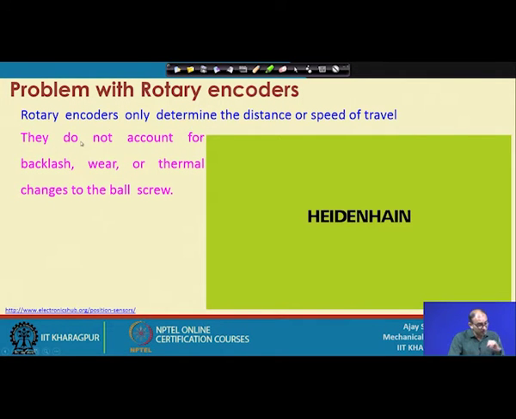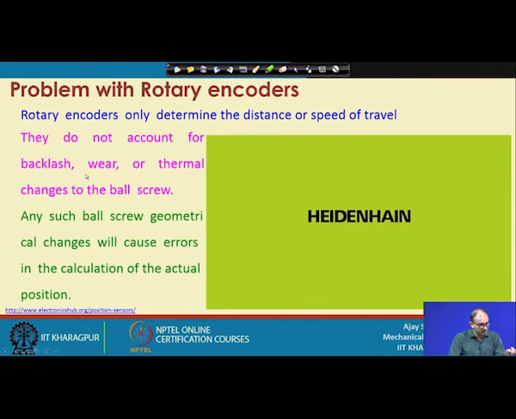But what is the problem? Suppose your lead screw has a backlash or wear or thermal changes of the ball screw, then it will not account for this, because these are mechanical parts and your rotary encoder does not have any type of signal or feedback device which will account for these problems. So, any such ball screw geometrical changes will cause error in the calculation of the actual position. So, let us see what is going to happen with the position accuracy if you are using a rotary encoder for linear motion with a condition that there is a backlash or thermal changes.